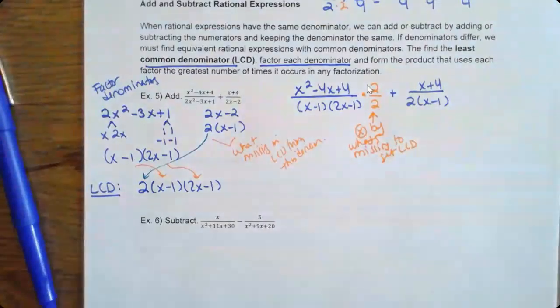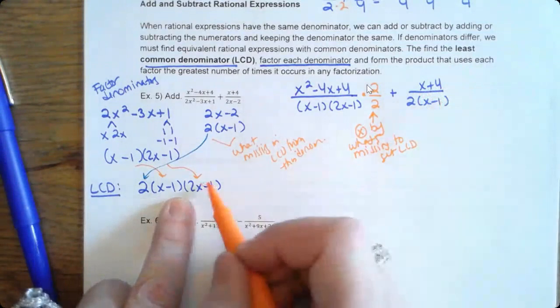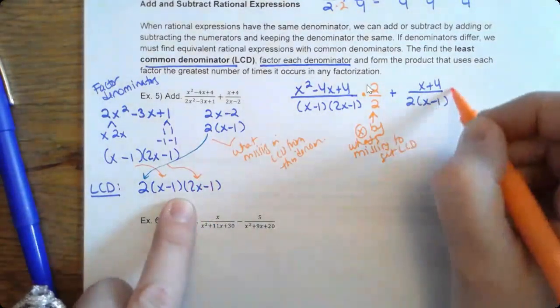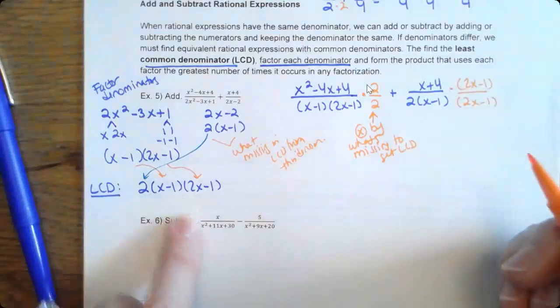So you're going to multiply by what's missing to get your LCD. Same thing over here. I have the 2, I have the x minus 1, but I don't have this factor. So I'm going to multiply by that factor, again top and bottom to keep it balanced.